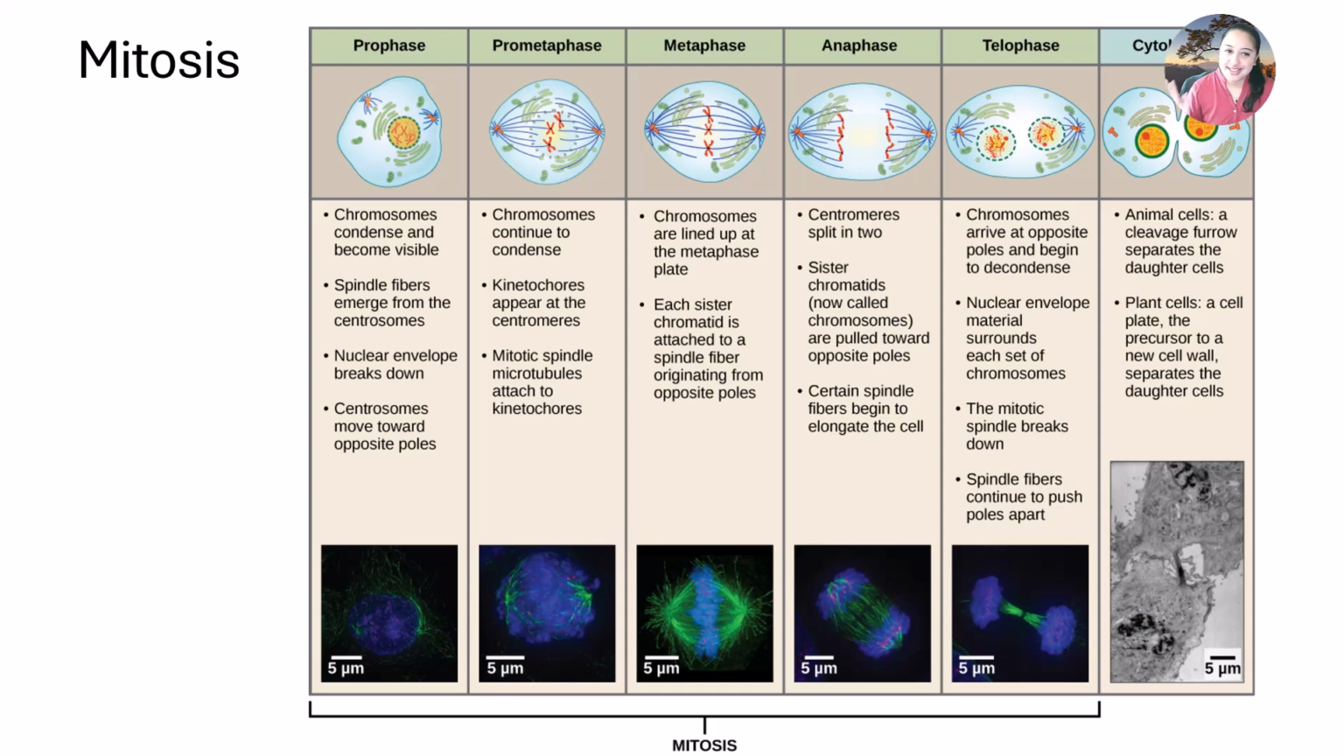Prometaphase you can kind of skip. It's not really its own phase, it's just showing some intermediate steps. So let's just skip to metaphase. I'm not going to have you guys memorize prometaphase. So metaphase, the chromosomes meet at the middle or across the middle. And then each half, so each sister chromatid is attached to a fiber, and then in anaphase they get pulled apart.